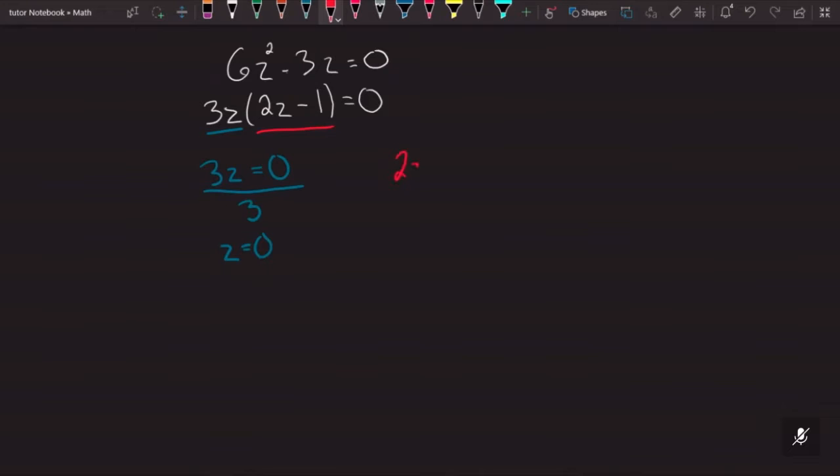And in the second case, we're going to want to set 2z minus 1 equal to 0, and we're going to solve that for z. So we add 1 to both sides, and we realize that 2z is equal to 1, and z is equal to 1/2 by dividing both sides by 2. So the two solutions of this equation are z equals 0 and z equals 1/2.